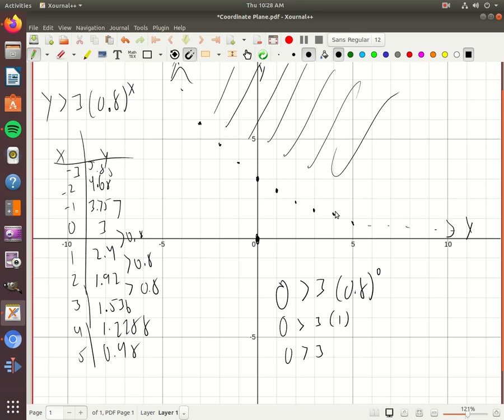Again, it's just like the line. All the rules are the same, but we have a curve instead of a line. So not a huge deal.